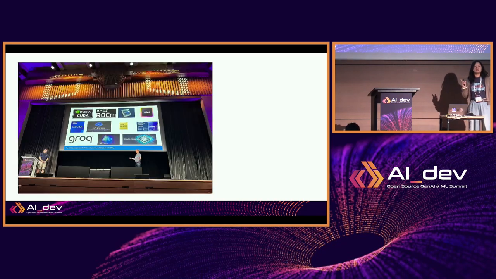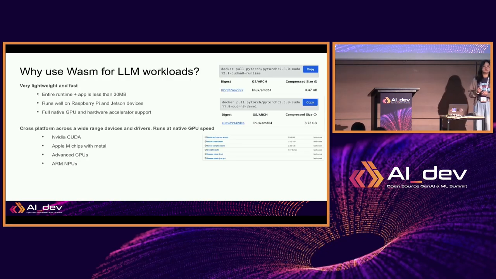This is the image that I took from today's keynote. In the AI era, we have one problem: there are lots of AI hardware. So we may need to build Docker images for each platform, and even for different CUDA versions.